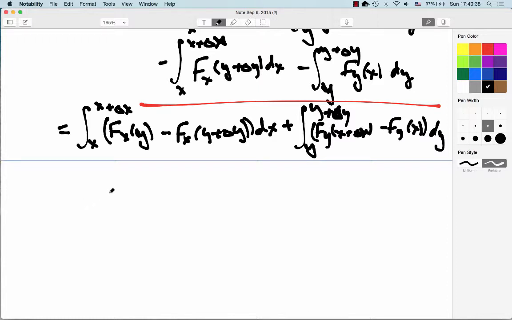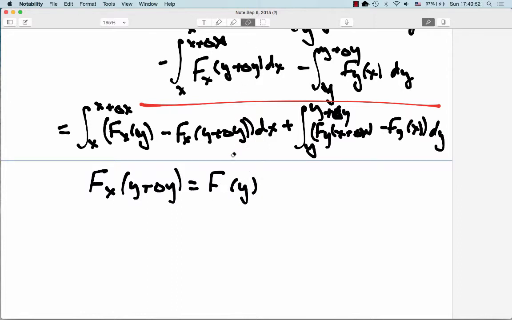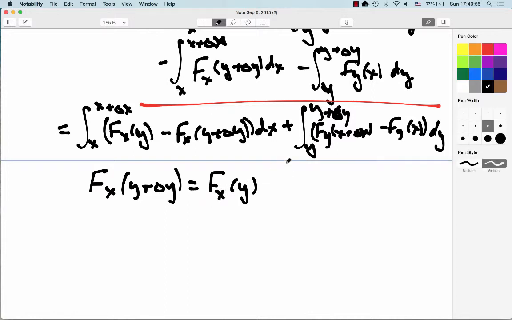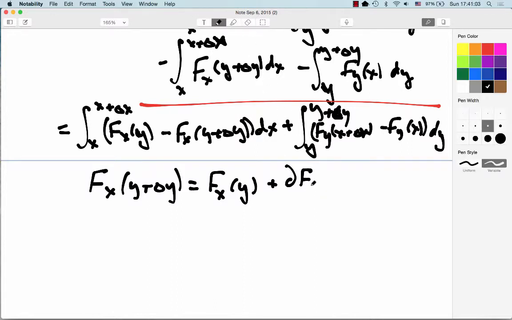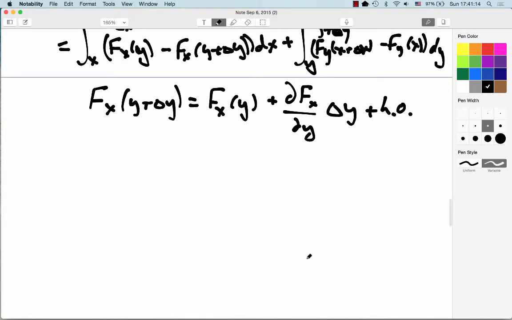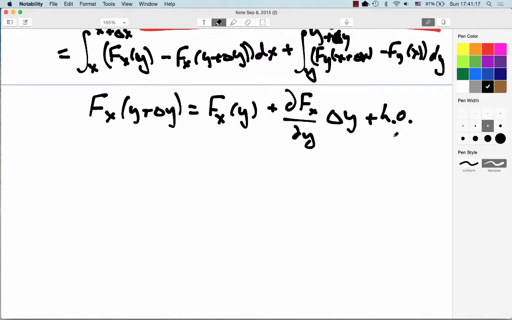And similarly for f of y. So my f sub x at y plus delta y would be equal to f sub x at y plus the partial derivative of f sub x with respect to y, delta y, plus higher order terms. And what we're going to do is we're going to pinky swear that the box is small enough that the higher order terms don't matter.